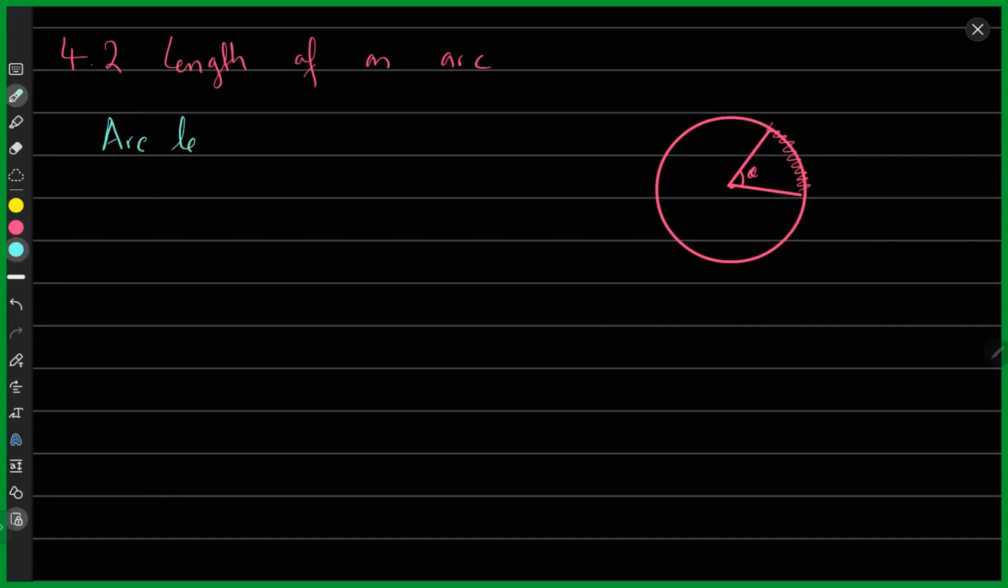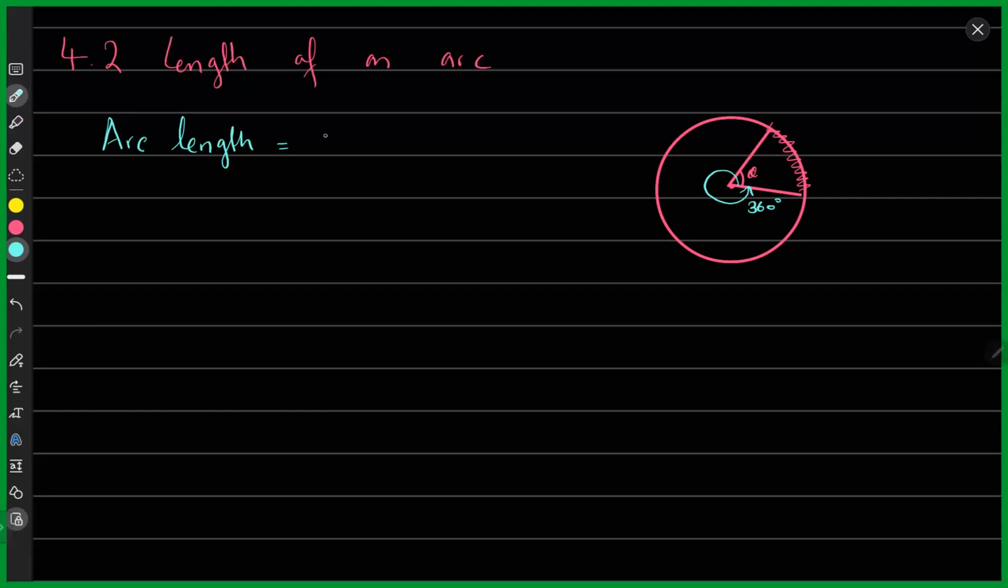Arc length, think about it as a ratio. If I talk about this angle, this is going to be 360 degrees. So 360 degrees would give me the entire circumference, that is 2 pi r. But I'm not talking about the entire circumference. I'm talking about the circumference that is being made by theta only, and that is basically the arc. We call it the arc that is made by angle theta.